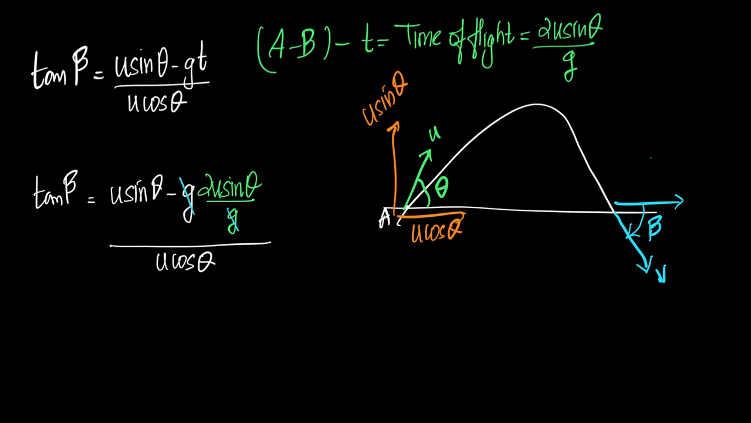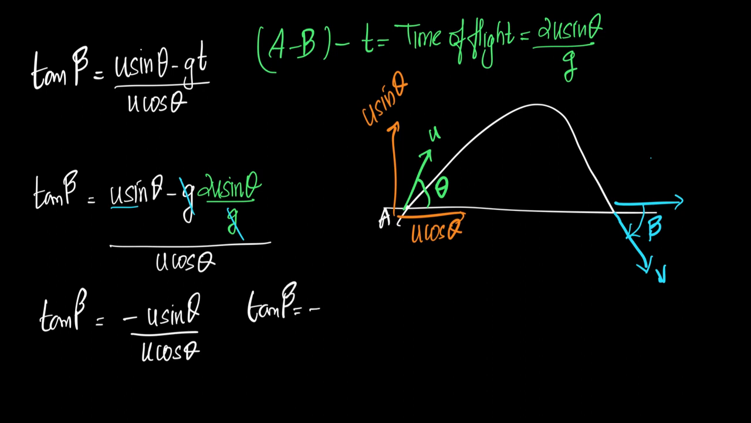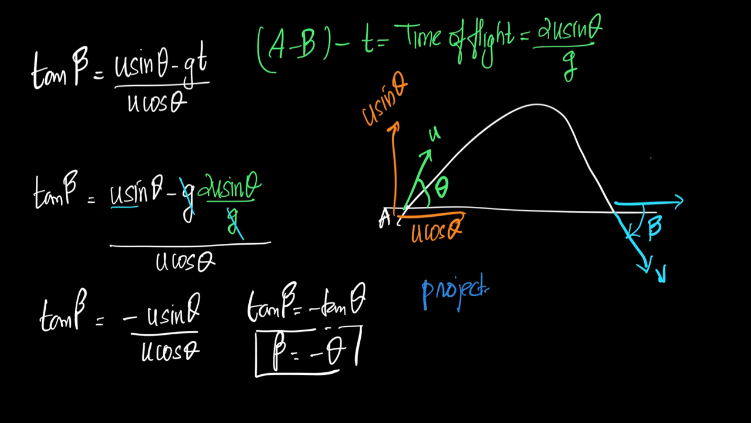So now g by g is 1. U sine theta minus 2u sine theta is minus u sine theta. So we have minus u sine theta by u cos theta. Therefore, tan beta is equal to minus, u by u is 1, minus tan theta, which means beta is equal to minus theta. Otherwise, it explains that if an object is projected at an angle theta, it will hit the ground.